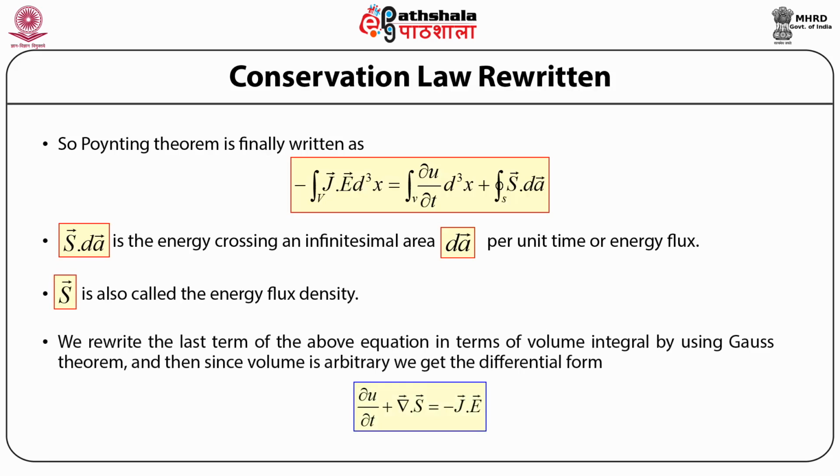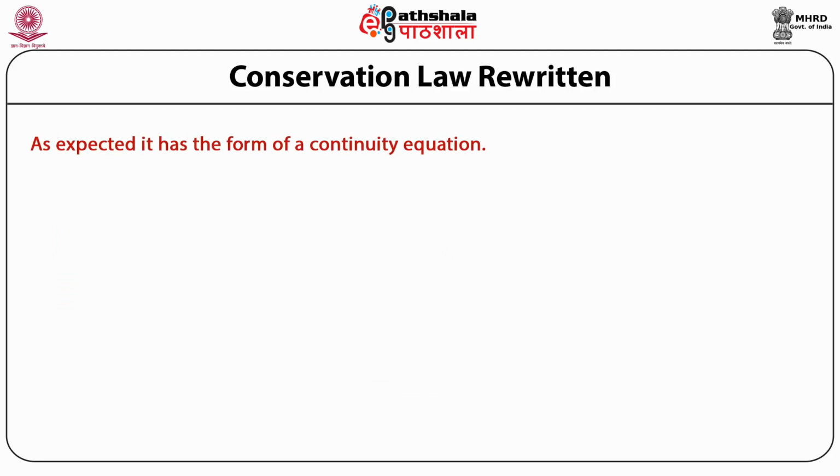So we can then rewrite the second term on the right hand side of the above equation by using Gauss's theorem and convert the surface integral into a volume integral. Then we get the differential form of the above equation, which can be written as the partial time derivative of the energy density of the electromagnetic fields, that is u, plus the divergence of the Poynting's vector S is equal to minus the dot product of the current density vector J and the electric field E. And as we can see from the form of this equation, this equation is a continuity equation.